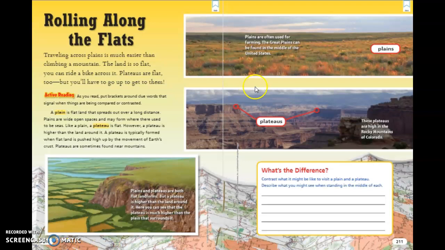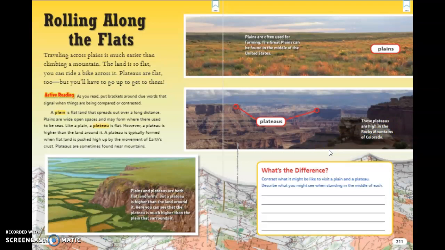Now we are on page 211. The first picture is a picture of plains. Plains are often used for farming. The Great Plains can be found in the middle of the United States. The second picture is showing plateaus. These plateaus are high in the Rocky Mountains of Colorado.